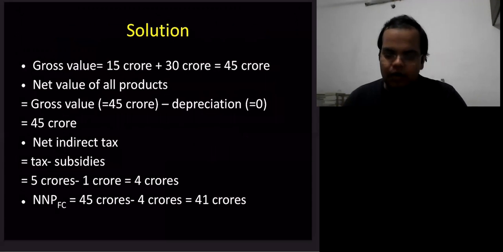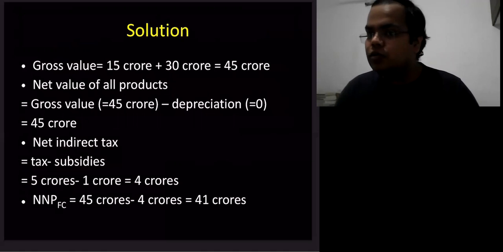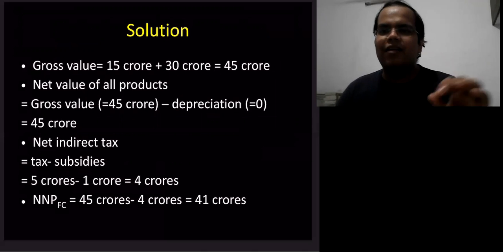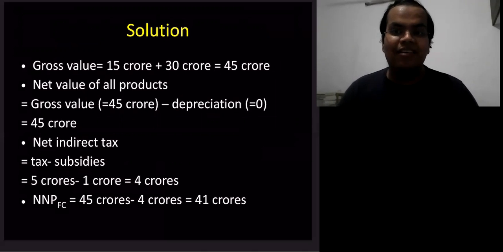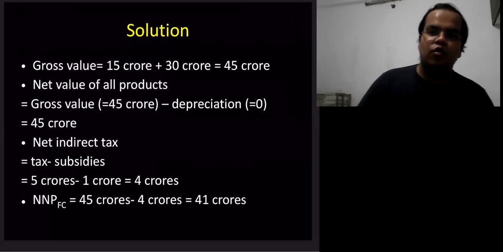The first thing that we are going to notice is the gross value of all the things that have been produced. So for that, we will simply add the final values. The final value of good X was 15 crores and the final value of good Y was 30 crores. If you add them together, that is going to give you the gross value, which is 45 crore rupees.